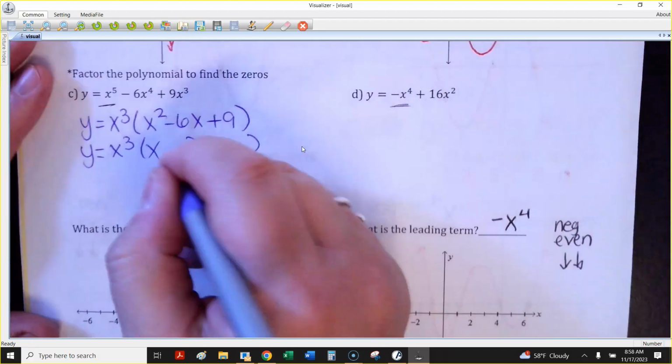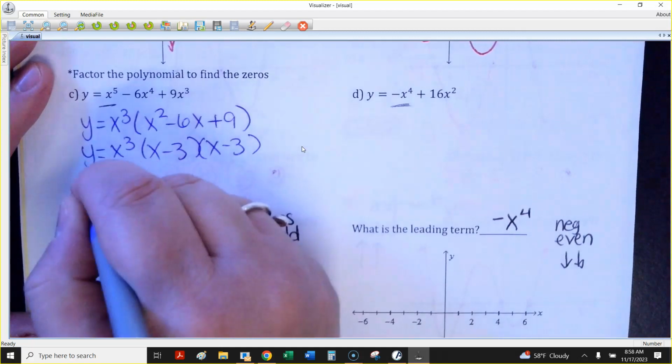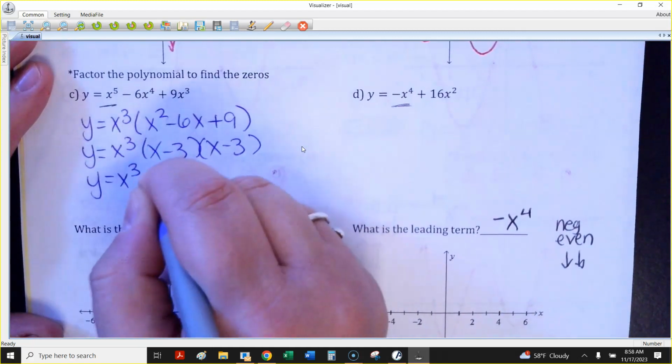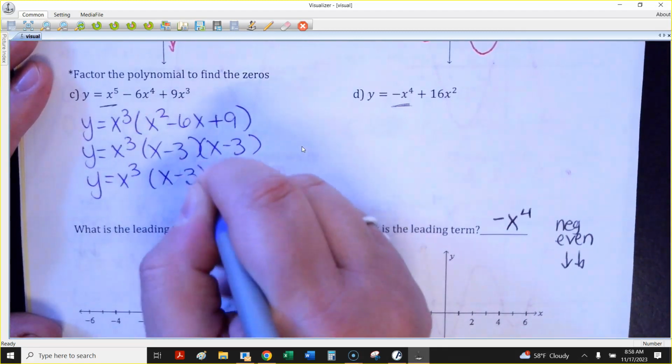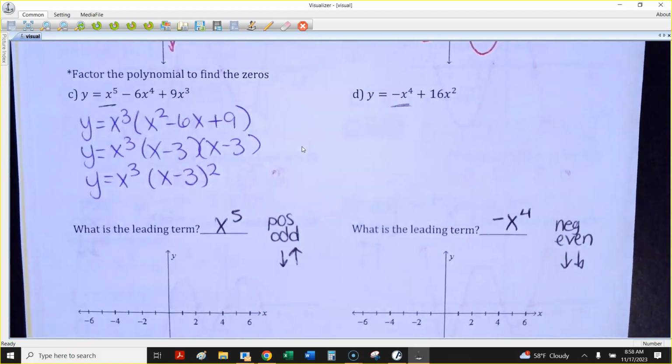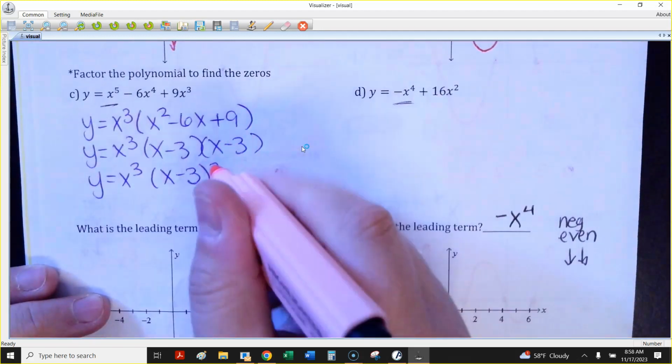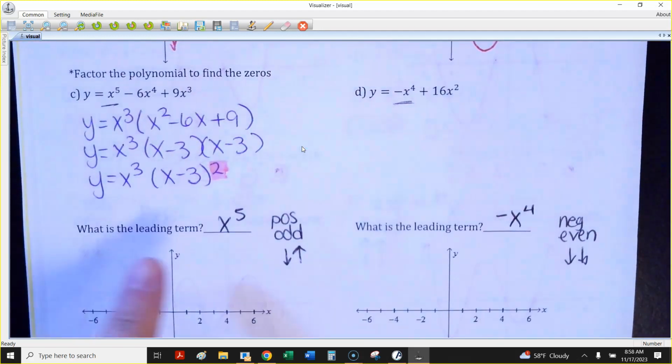-3, -3. Okay. Now, because those are both the same, if you want to just skip that step and go ahead and write (x - 3) squared, that is going to be important to put together because that's going to create an even multiplicity. All right, so the 2 on that means we're going to have a bounce.